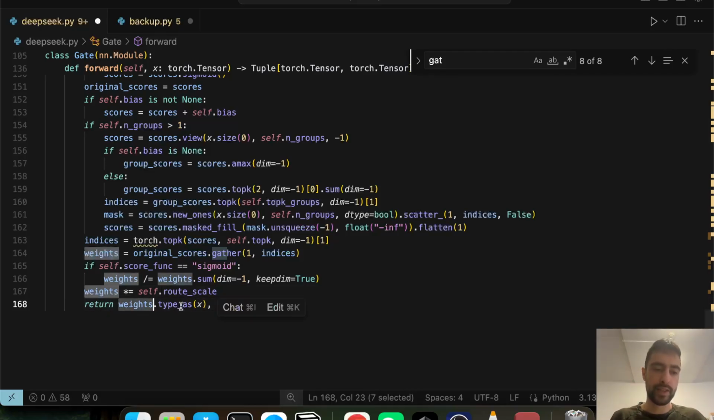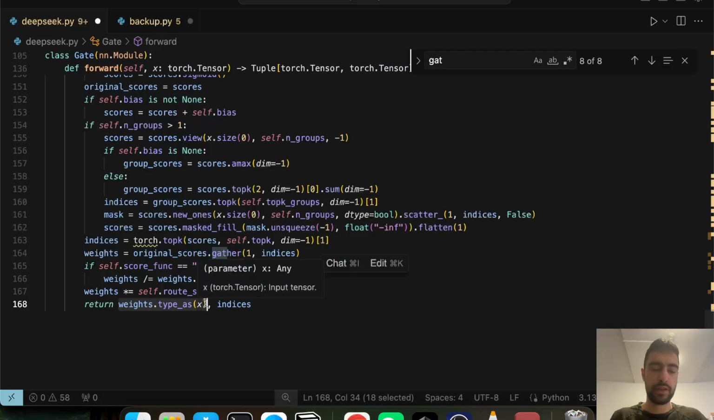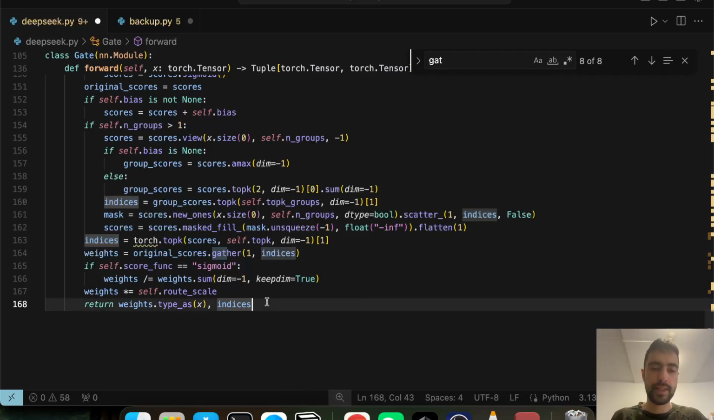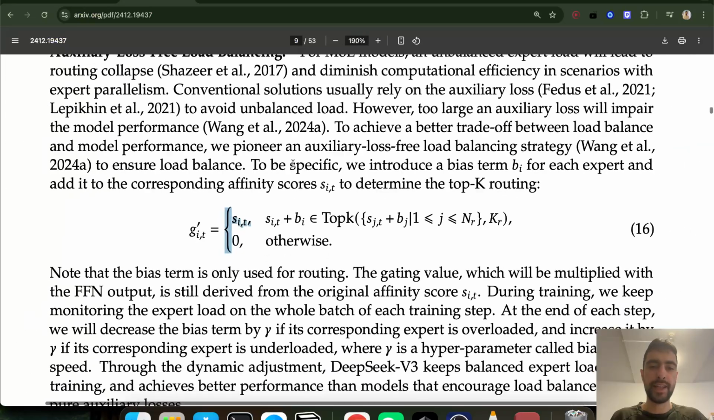So return weights type as x. We will return weights in the shape of the x input, which has sequence length and weights, and the indices of each expert that this token will get chosen for. So that concludes our gating network.